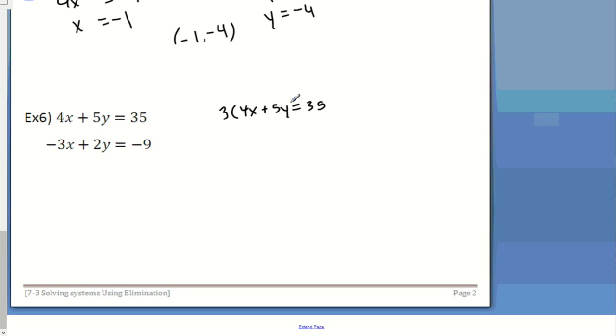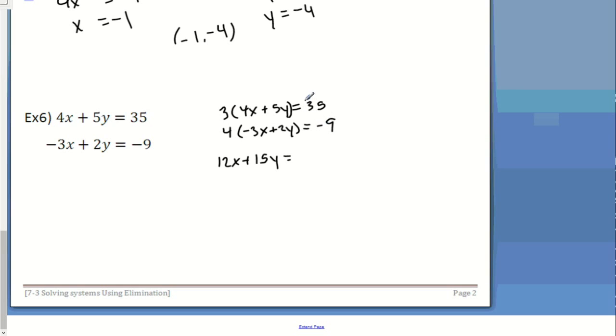And then the second equation, 3 times what makes 12? 4. So I'm going to multiply the second one by 4. Got it? Go ahead and do the math for that. When I do that math, I end up with, let's see, 12x plus 15y equals, now I was not careful here, was I?